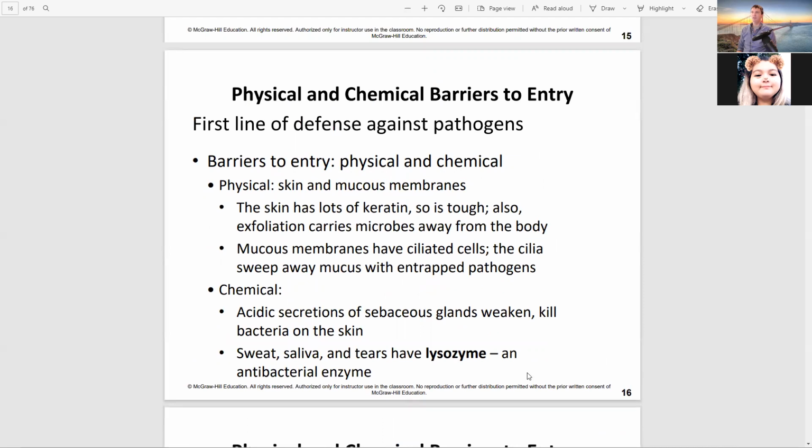So the physical is the skin and the mucous membranes. The skin has a lot of keratin, so it is very tough. And also exfoliation carries microbes away from the body. Mucous membranes also have ciliated cells. The cilia sweep away mucus with entrapped pathogens. And there's also chemical or acidic secretions from the sebaceous glands that weaken, kill bacteria on the skin. And then sweat, saliva, and tears have lysozyme, or an antibacterial enzyme.